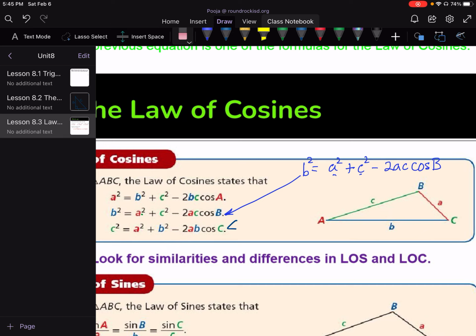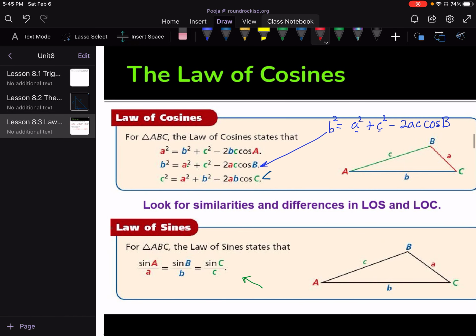So this formula comes in very handy where law of sine cannot be used. The purpose of this formula also is to find a missing side or a missing angle, just like the purpose of law of sine. Law of sine can be used to find a missing side or missing angle. This can also be used to find a missing side or missing angle. Let me show you one more time.